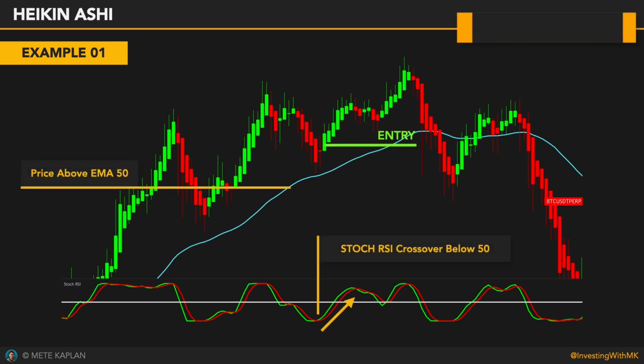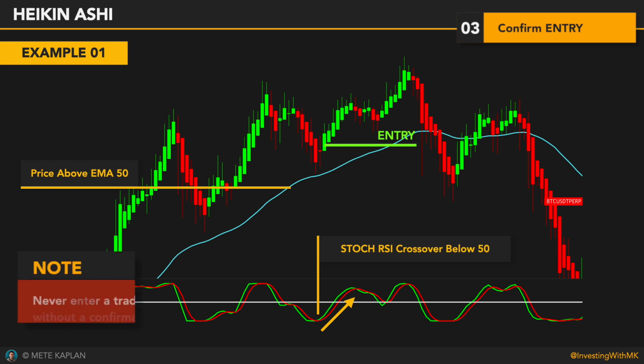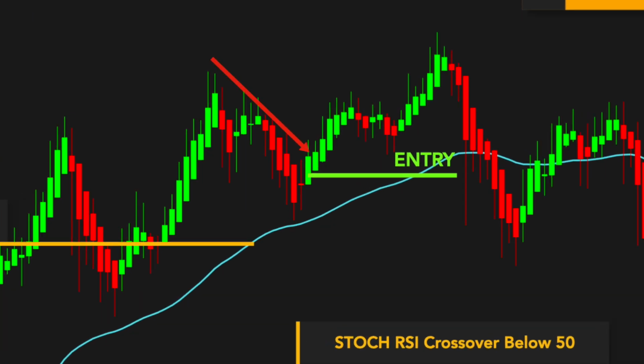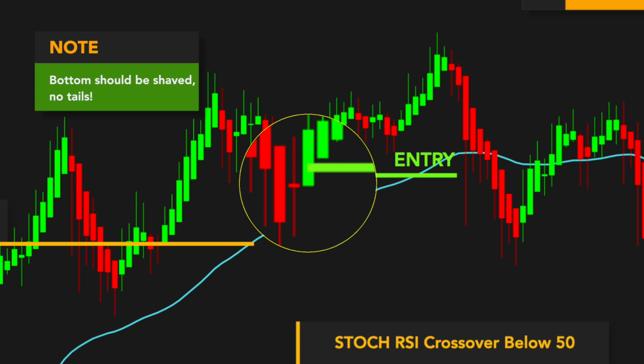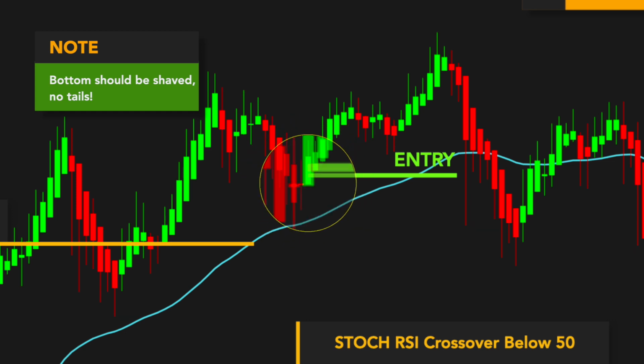Step 3. Confirm entries. If you have subscribed to my channel and watched my videos, I have one unbreakable rule while trading. Never enter a trade before a confirmation. This is so critical. Now, if I use HEIKIN ASHI, I wait for a pullback and then watch for the first green candle with shaved bottom, no tail at all. Okay, let's continue with examples.